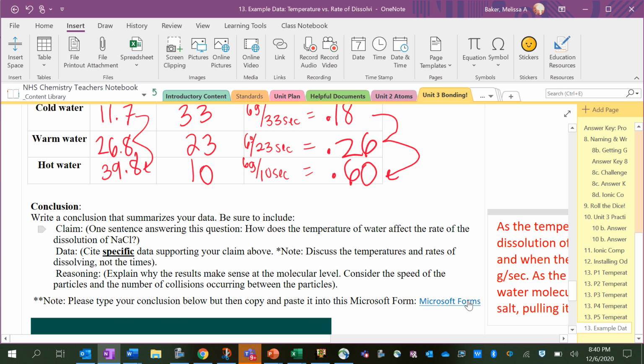That's it. So then you'll copy that, put it into the Microsoft form for easy grading. All right, hopefully that helped.